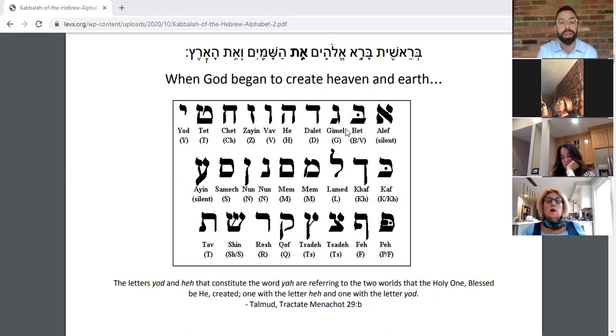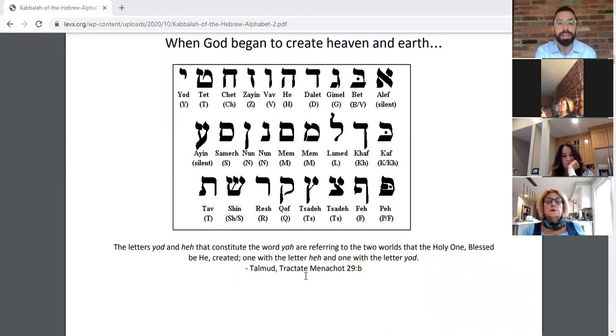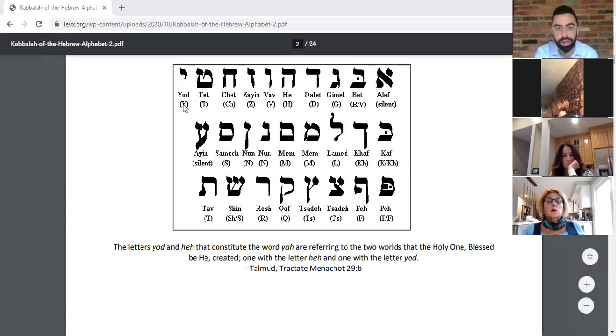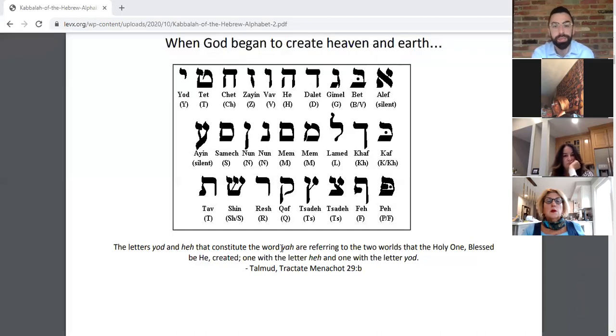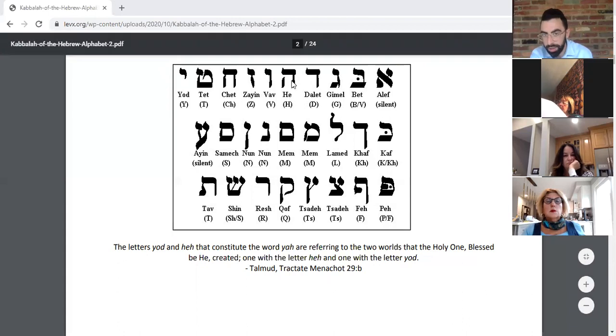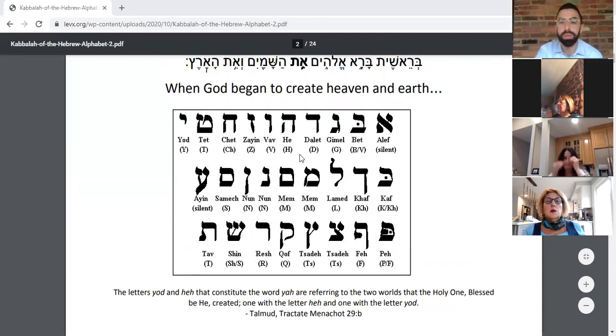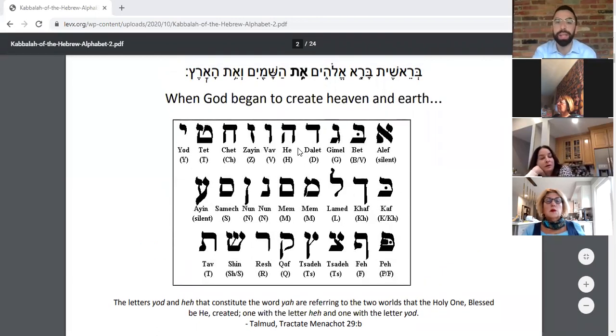Now, if you take a look over here at this quote from the Talmud, this is what the Talmud says in Tractate Menachot. It says the letters Yud, that's this one, numerical value 10, and the letter Hey, that's the one that we're about to learn, constitute the word Yah, Yud and Hey, which is the name of God. They're referring to the two worlds that the Holy One, blessed be He, created. One with the letter Hey, that's this one, and one with the letter Yud, that's this one. This is a very, very important piece of Talmud because what the Talmud is telling us is that God created the world with the letter Hey.